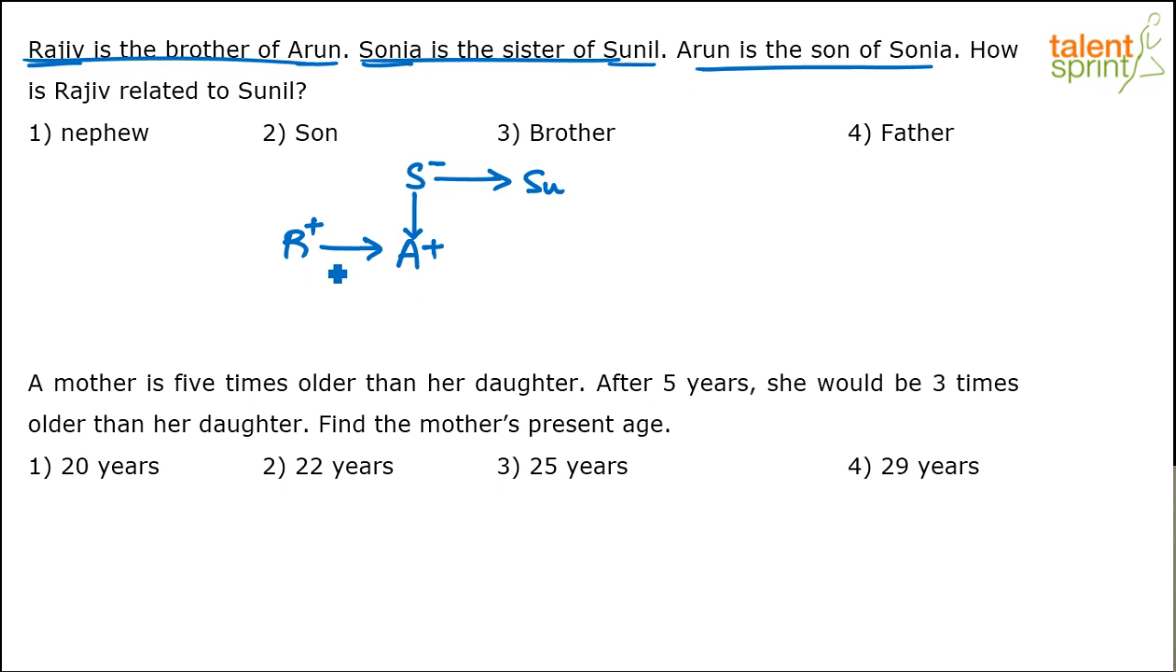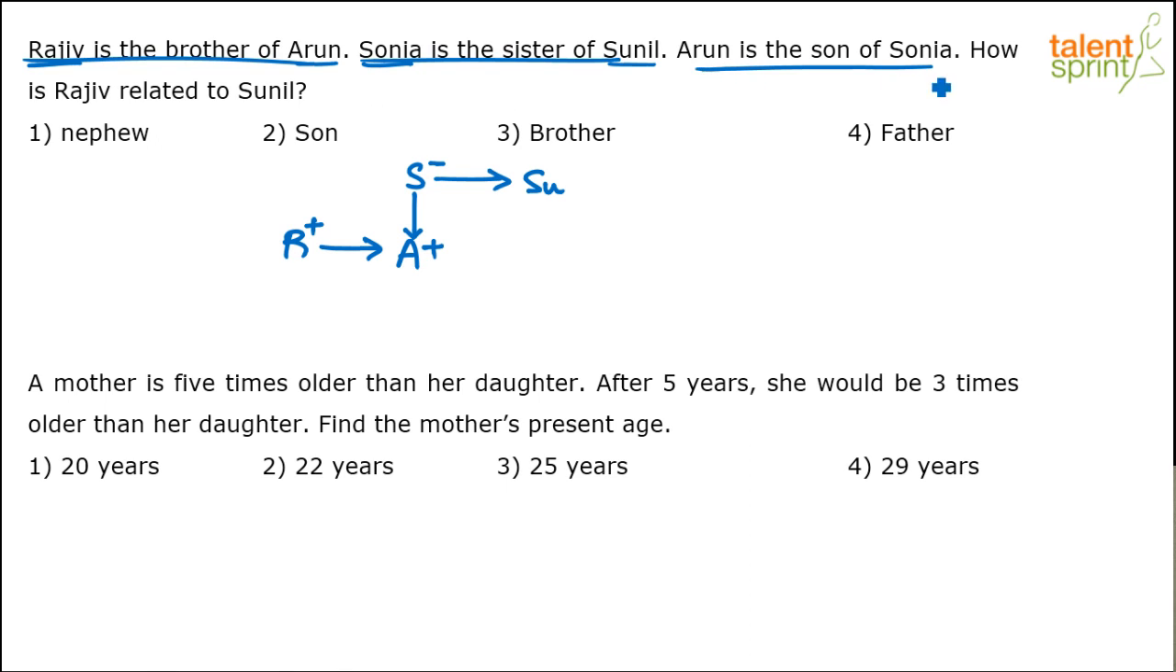Rajiv is the brother of Arun, siblings. Sonia is the sister of Sunil, siblings. Again, Sonia is female. Sunil's gender is not known to us, right? So we cannot really comment on that. I'm sure most of you will say it's a male person, but you never know. Sunil can also be a name of a girl, right?